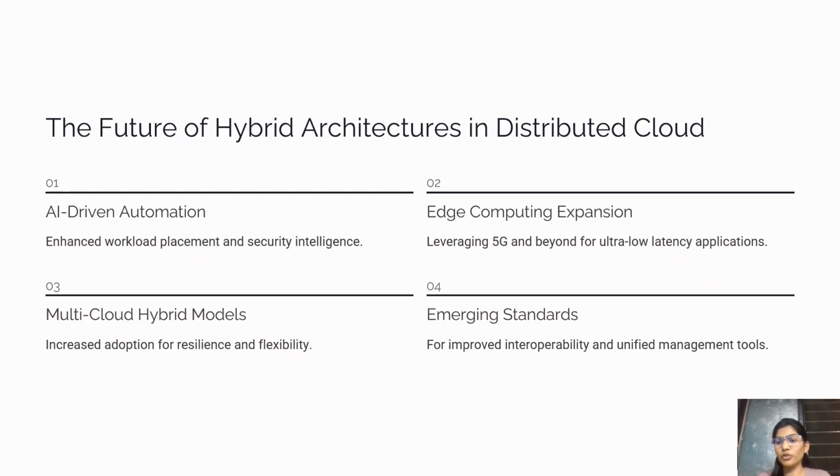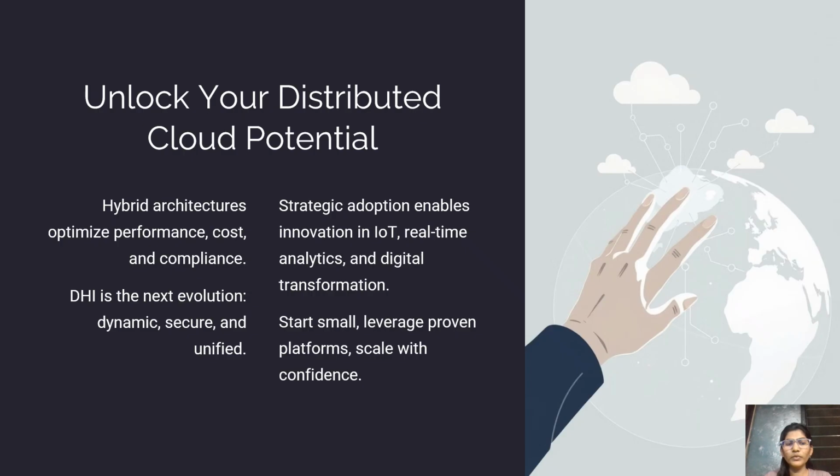Now move to the next slide, conclusion. This is all about the hybrid cloud. In short, hybrid architecture in distributed cloud computing gives flexibility, performance, security, and cost saving. The future is distributed hybrid infrastructure connecting cloud, edge, and on-premises into one powerful system. This is a foundation for IoT, real-time analytics, smart cities, and digital infrastructure and transformation.